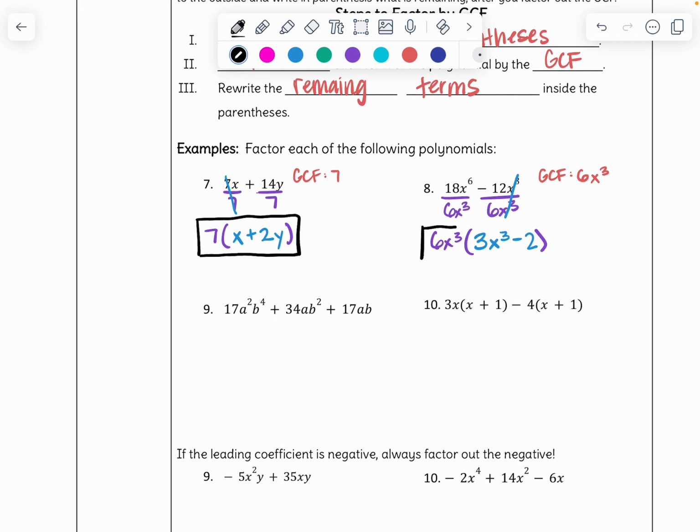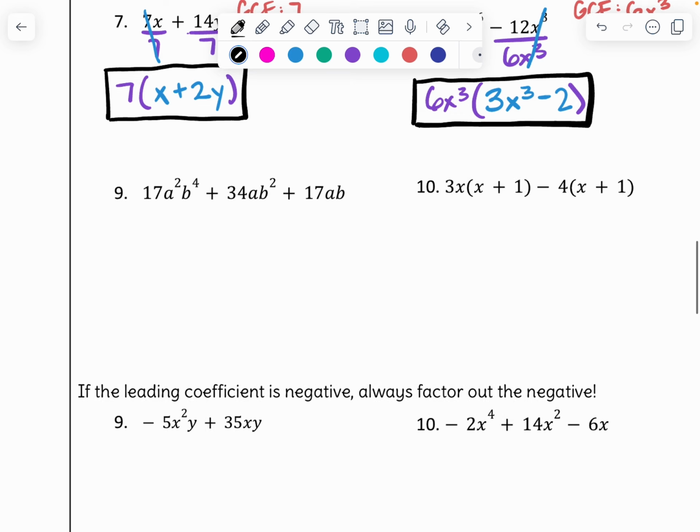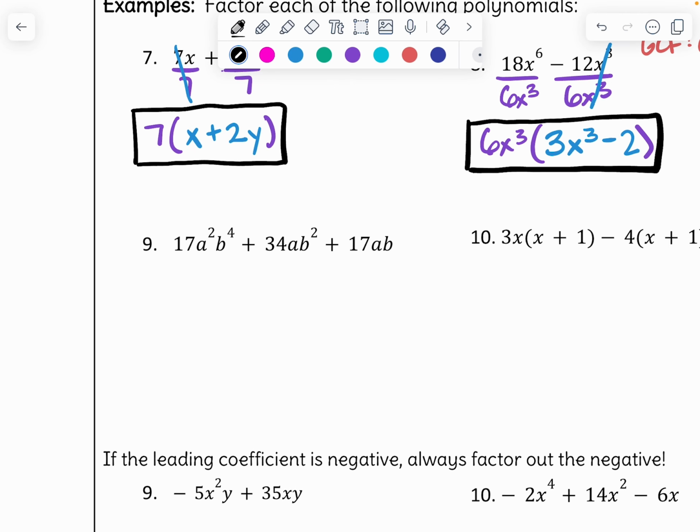So my factored form is 6x cubed times 3x cubed minus 2. And then you can always check your work. If you were to distribute the 6x cubed, would you end up with your original problem? Okay, now we have a trinomial here, so we need to find what all 3 of them have in common.